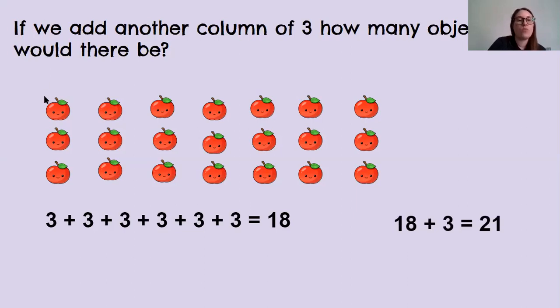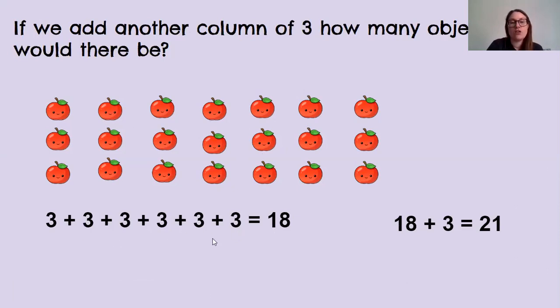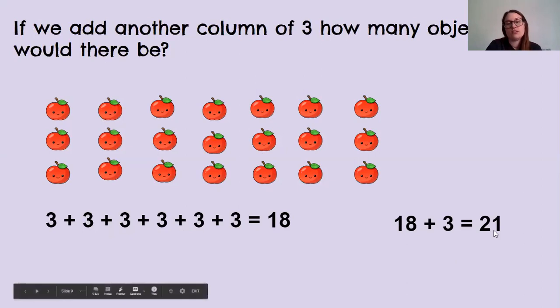So we can even count by threes to skip count, just to make sure. 3, 6, 9, 12, 15, 18, and 21. Again, that's where that skip counting practice comes really in handy, you guys. So make sure that you're practicing that. Otherwise, you could have added another 3 to this repeated addition equation. So you would have 7 columns of 3, and then that would also give you 21. Good.